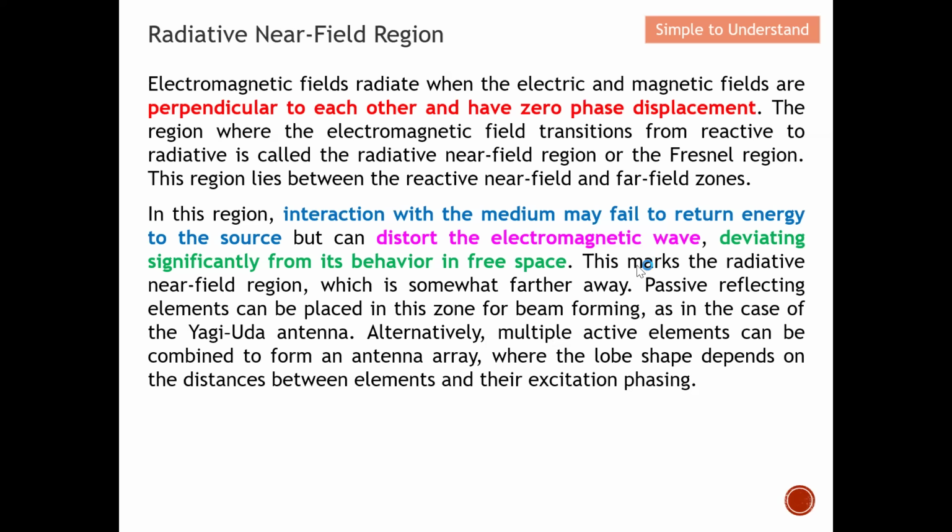But here, let me just focus on the antenna. This marks the radiative near field region, which is further away. A passive reflecting element can be placed in this zone for beam forming, as in the case of the Yagi-Uda antenna. Alternatively, multiple active elements can be combined to form an antenna array, where the beam shape depends on the distance between elements and their excitation phasing. This is the radiative near field.